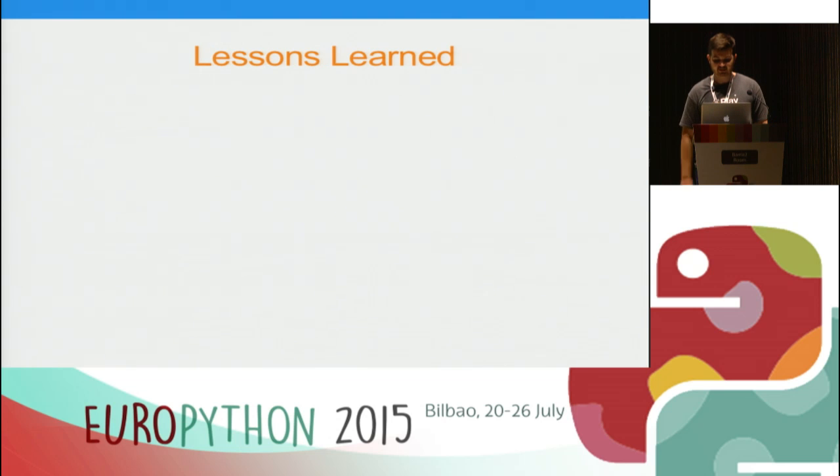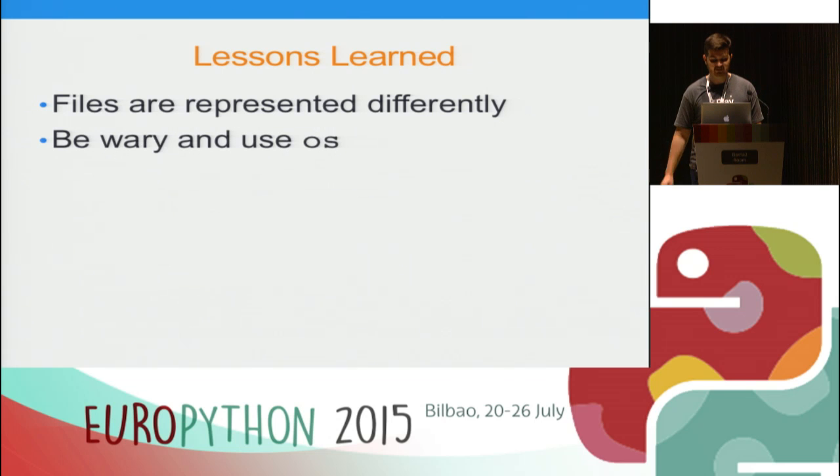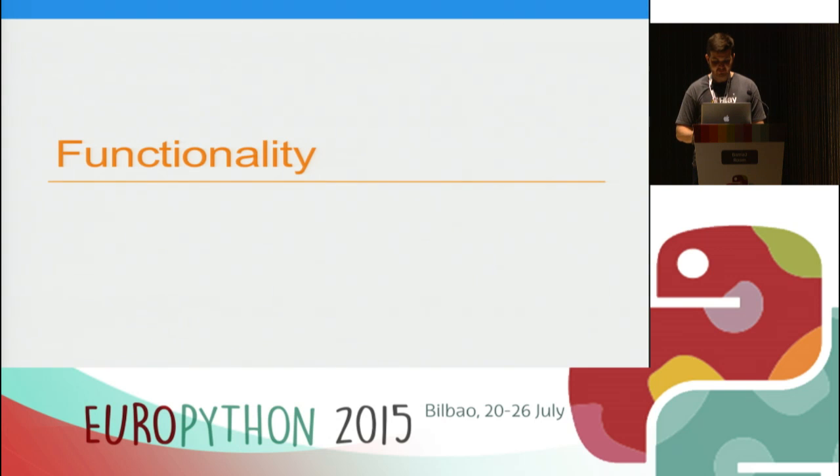So the lesson learned here is that files can be represented differently across operating systems, and you want to be wary and use OS whenever you're handling file paths, because if you have a hard-coded value in there, it will mess up your Python program. And then finally, like I talked about across major Python versions, I'm going to talk about differences in functionality across operating systems.